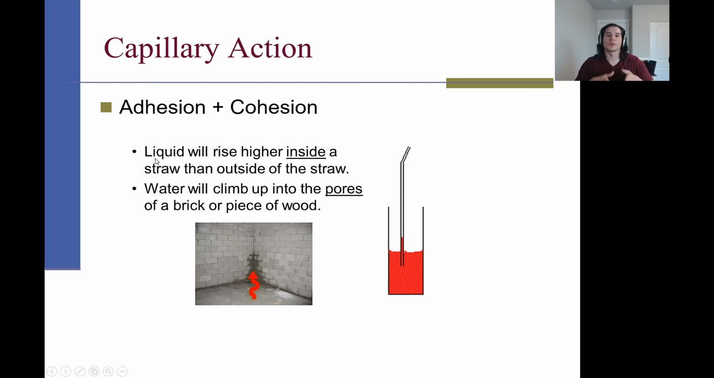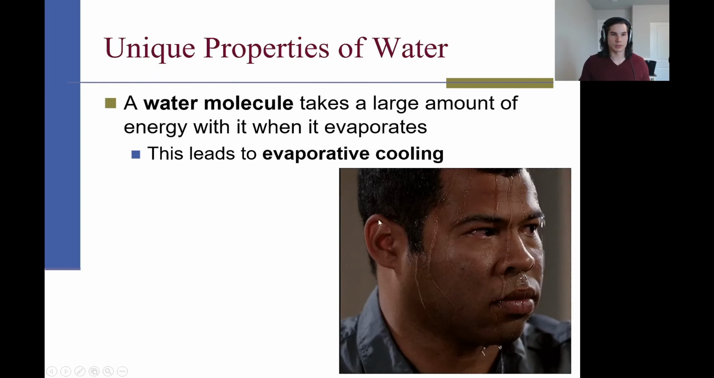And so it actually will rise. It'll rise on the sides of the straw. And then likewise, if you spill a bunch of water and you have some porous surface, it'll just climb up the wall. Or for example, let's say you dip a piece of paper in some water, you'll notice that the water will actually climb up the paper. That's because of adhesion and cohesion. We call that capillary action.